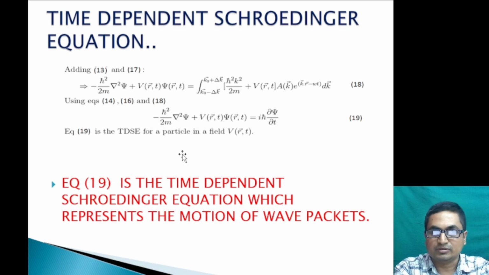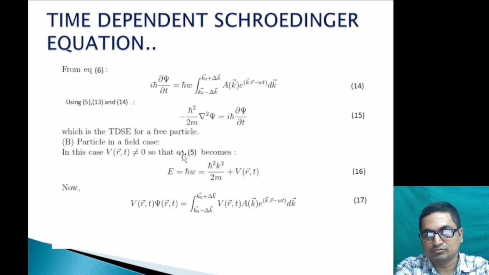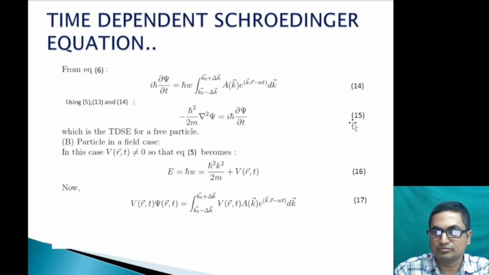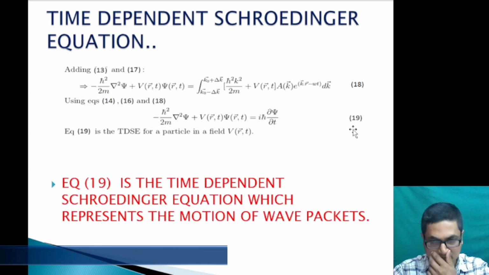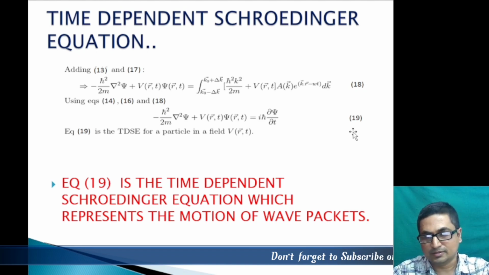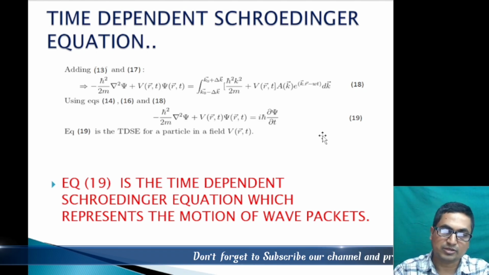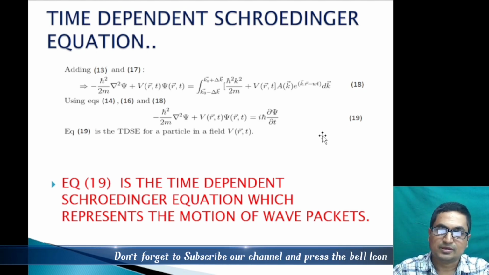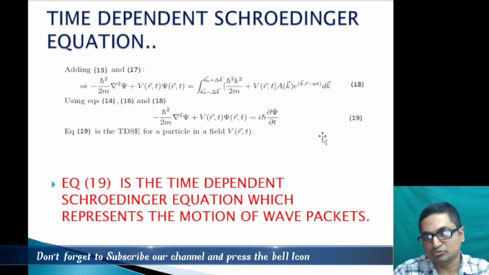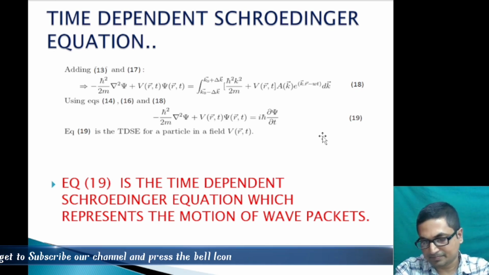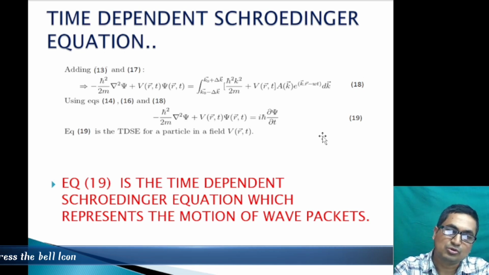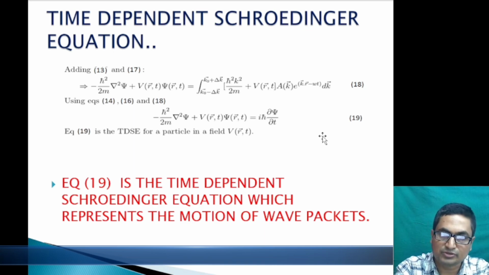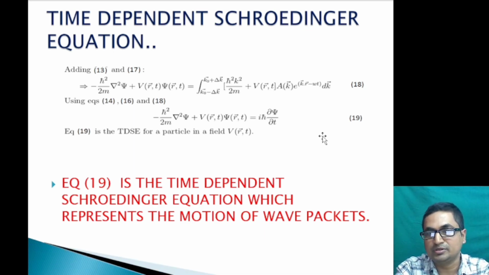So we have got the time dependent Schrödinger equation for two cases: for a free particle given by equation 15, and for a particle in a field given by equation 19. So the Schrödinger equation is simply a basic equation giving us the representation of motion of wave packets, and thus we can see that the wave packet motion can be discussed in terms of a single equation whose solution would give us the wave function, and in terms of the wave function we can explain many of the phenomena related with quantum mechanics.